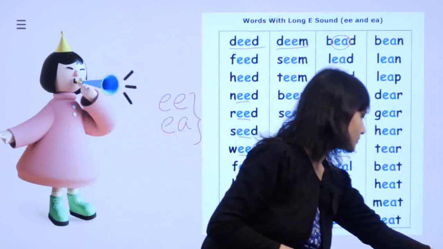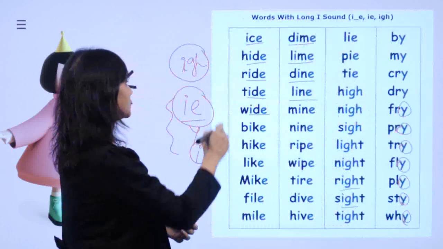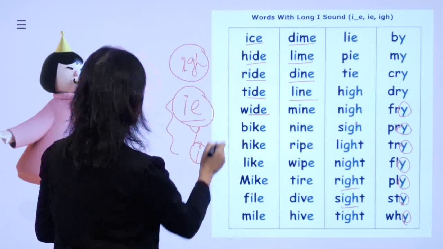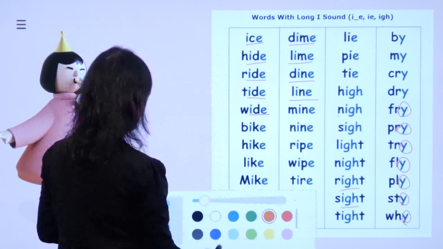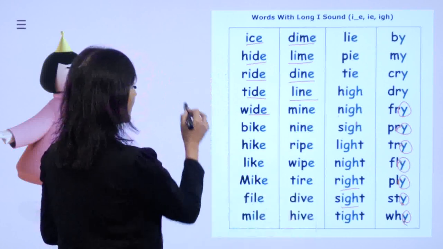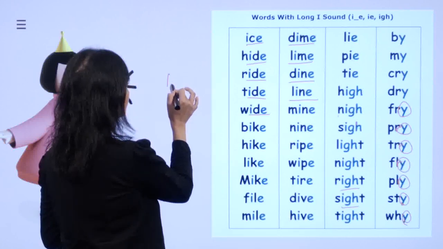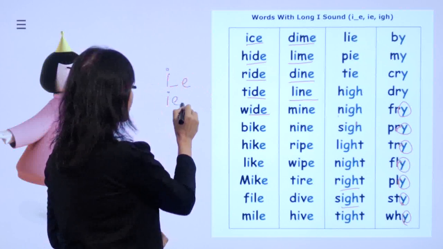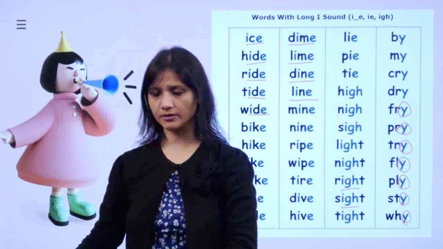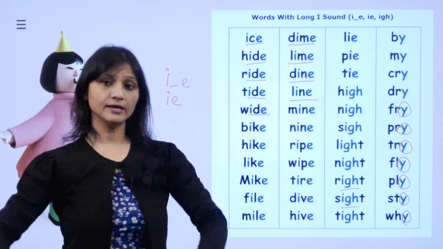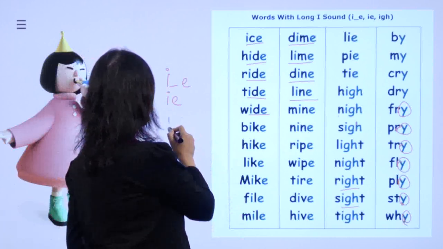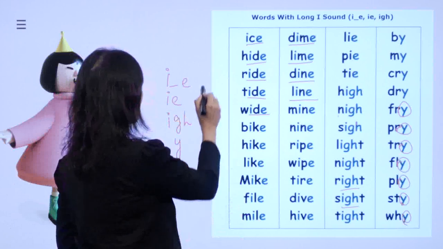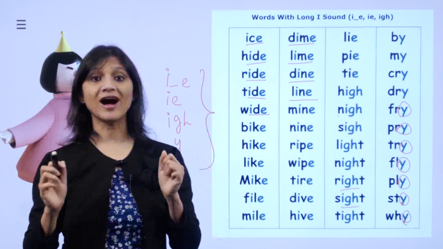We did E, now we are going to see I. So, you saw there are three things here, I-E. I will rub this again and write it once again so that it becomes easier for you. I with something in between and E, or I and E have joined hands, or I, G, H, or Y. All these four have the long sounds of I.